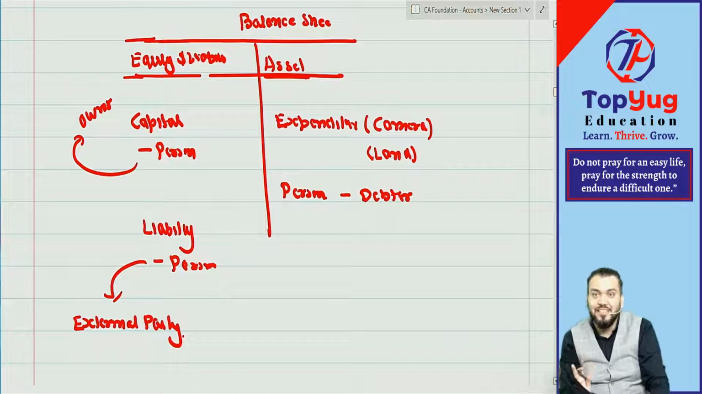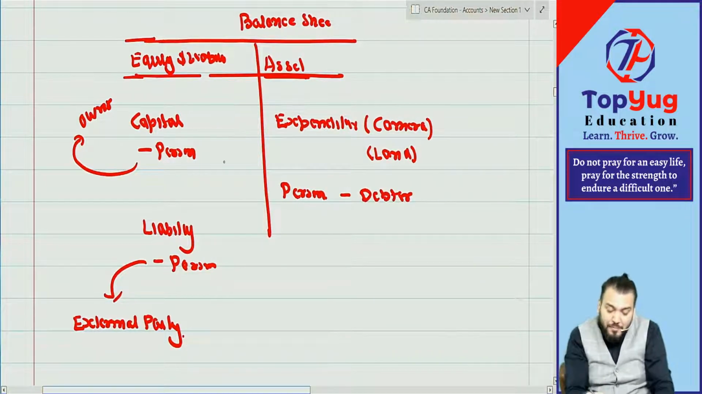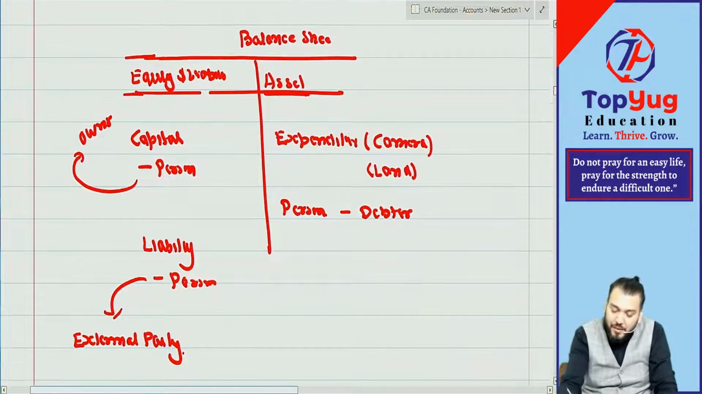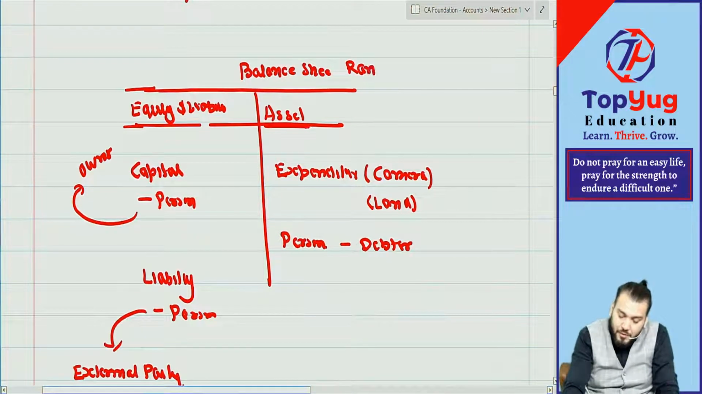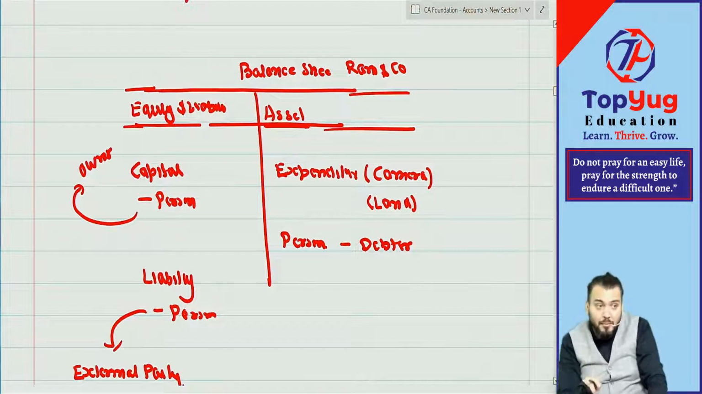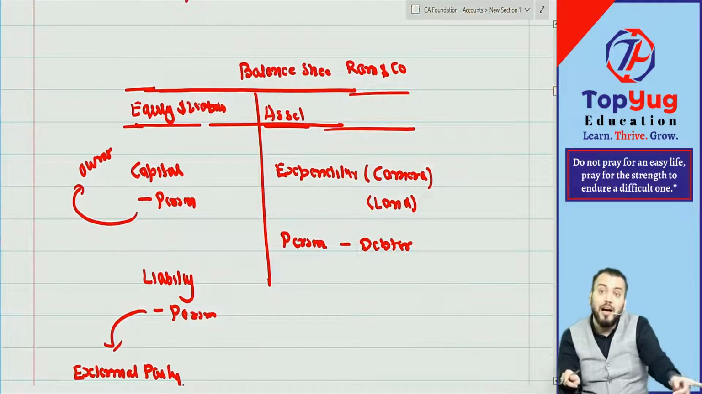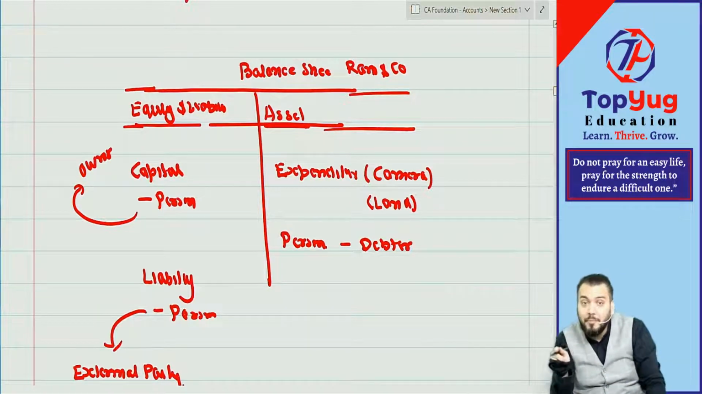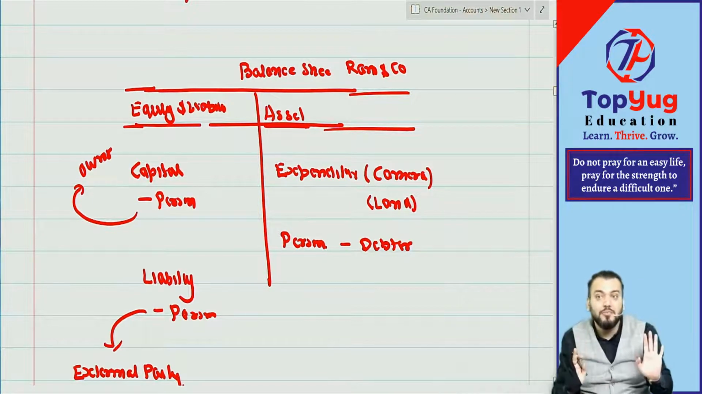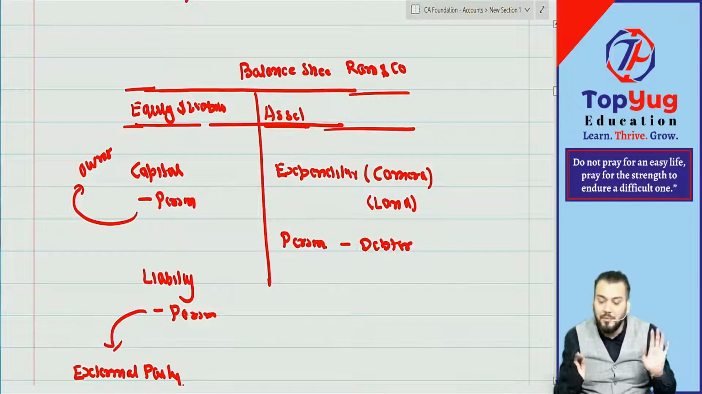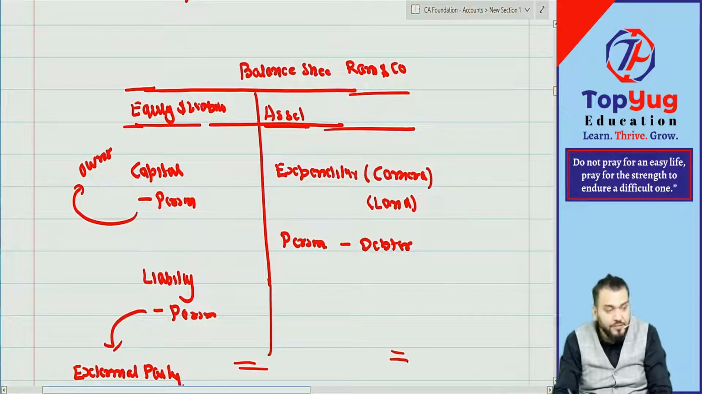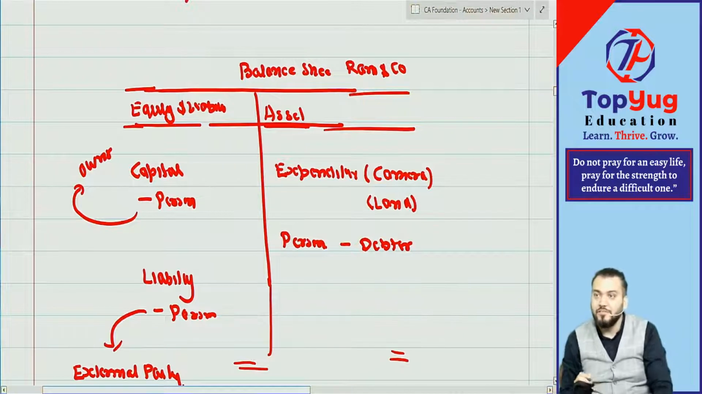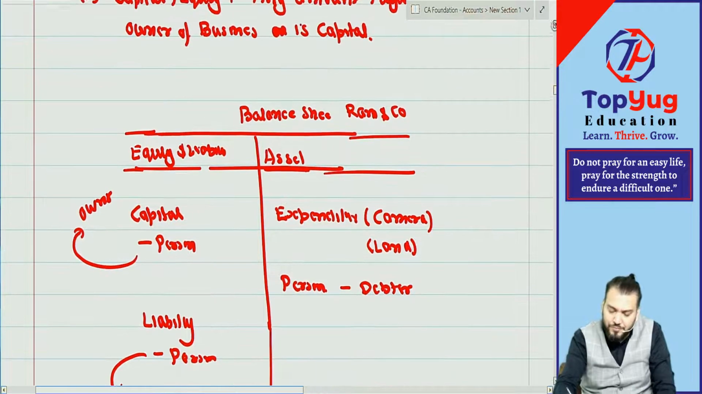Capital. Understood? Any amount which is payable by this business. Business means Ram and Company. This is the balance sheet of Ram and Company, not Ram. So any amount payable by Ram and Company to Ram is capital. But any amount payable by Ram and Company to an external party is a liability. I hope this is giving a more clear picture. Have you understood? Yes, sir.